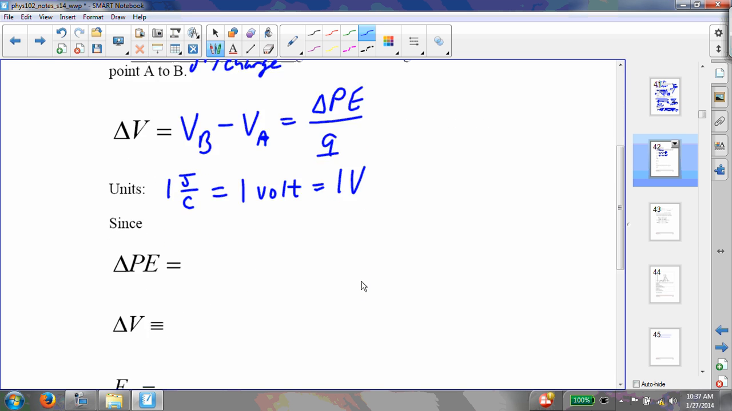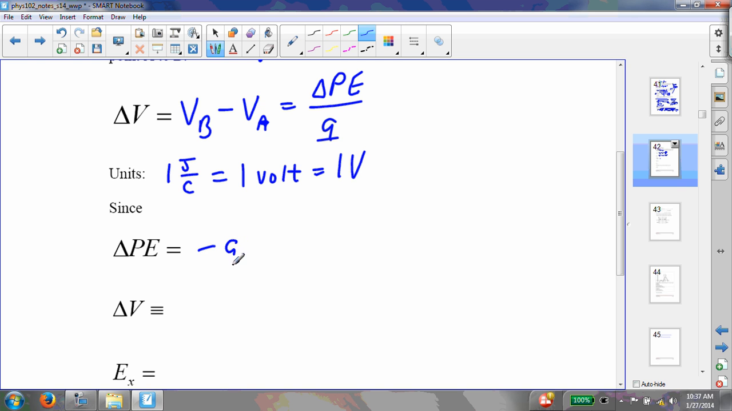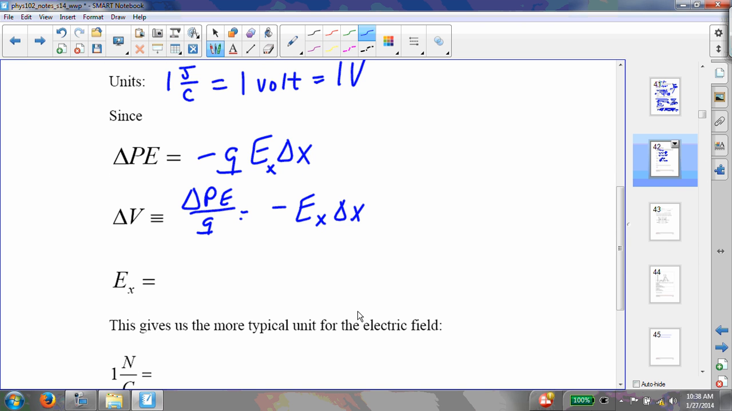Now, since our change in potential energy is negative QE times delta X, in fact, this is going to be E in the X direction. So we're assuming that the electric field is in the same direction as the displacement, as it has been so far. We're defining delta V as delta PE over Q. I've already shown that that is equal to negative EX delta X. So I can define my electric field in terms of delta V. It's going to be negative delta V over delta X.